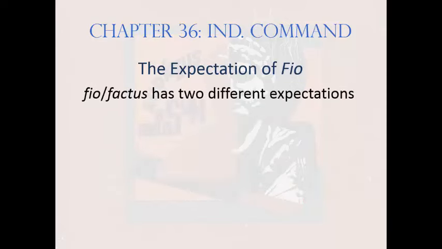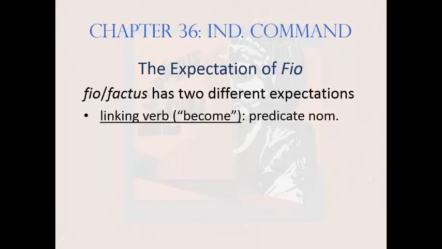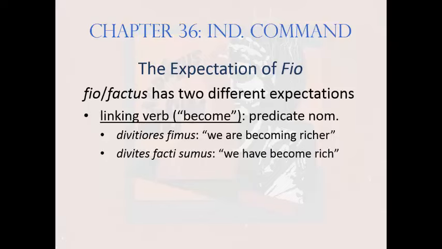Instead of an agent, fio, and this is also true of factus sometimes, has two different expectations depending on its sense in a sentence. When it means become, it acts as a linking verb, and thus naturally expects a predicate. For example, ditiores fimus, meaning "we are becoming richer," or in the perfect, divites facti sumus, "we have become rich." Rich or richer are nominative here because they're predicates, predicated by fio in its linking sense.